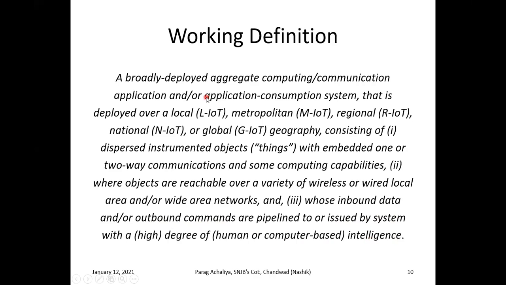That IoT is your application consumption system that will be focusing on number one, geographically, number two, on the basis of type of network, and number three, having some intelligence that what to do after this and what to do after that, likewise. So this is the working definition of IoT.